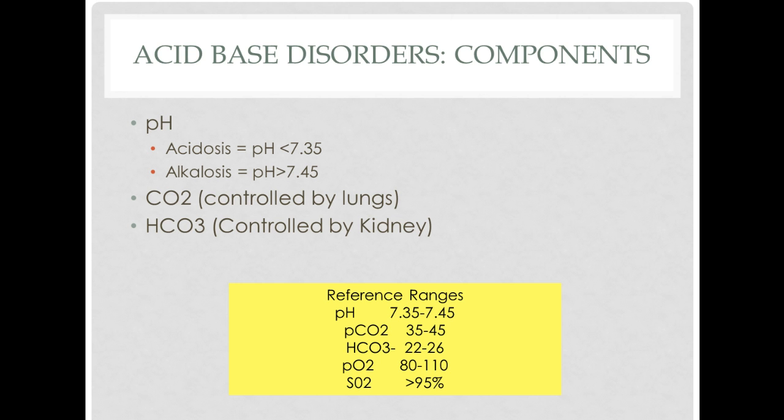And O2, which is an oxygen pressure of 80 to 110, and an oxygen saturation, which should be greater than 95%. While we don't use a lot of the oxygen in the laboratory, it can give us an indication of how well the patient is breathing, depending on their oxygen. So it can help us figure out if they're in a respiratory situation or not.